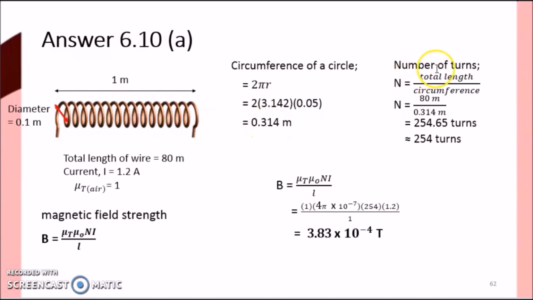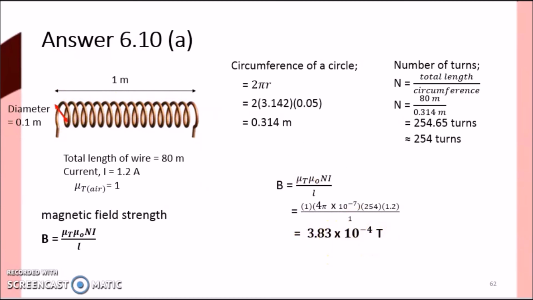From this circumference, we can find the number of turns by using number of turns equal to the total length divided by circumference. Then we will get 254.65 turns. We take the whole number only, which is 254 turns, to substitute into this equation. Since there is no iron core inserted into this coil, it means here is air only. So we substitute mu naught, the number of turns, current, and the length of the solenoid, which is 1 meter. Then we will get the magnetic field at the center of the solenoid, which is 3.83 times 10 to the power of -4 Tesla.